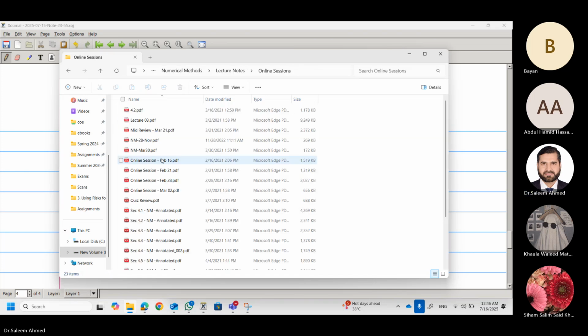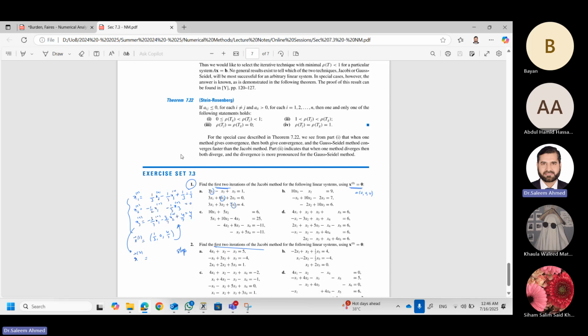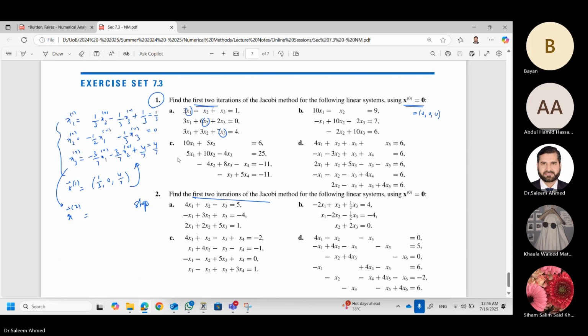I think I shared this on the Moodle, right? So I gave some hint here. So you can see that here I wrote x1 on the left. You see x1 on the left, right? And every other thing on the right.